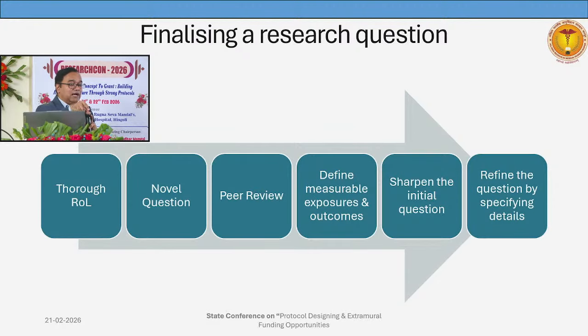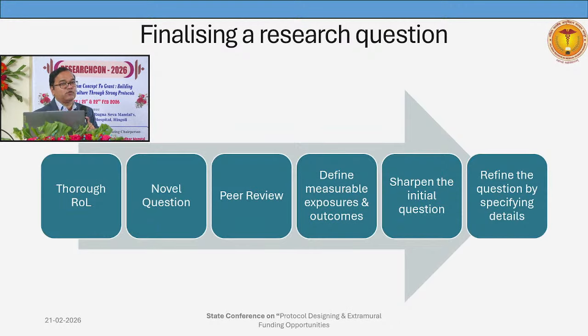Next is the one which sir was mentioning, PICO. So PICO is often used to define measurable exposures and outcomes. So now you have to put your question under the PICO format. PICO is often used for trials. P stands for population, sir has already covered that. I stands for intervention. C stands for comparator. And O stands for outcome. So put your research question under this.